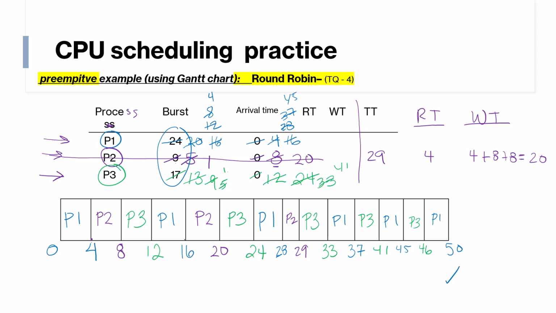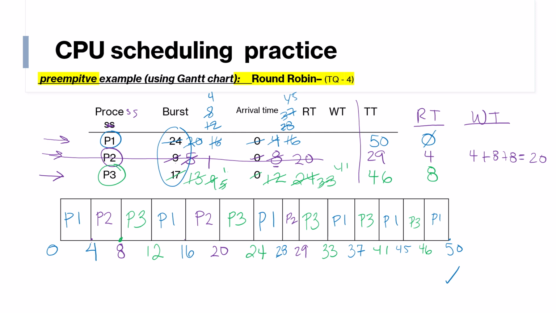So let's do our calculations. P1 arrived at time 0, so P1's response time is going to be 0. P1 turnaround time: arrived at time 0 and finished at time 50. P3's response time will be 8. P3 had to wait 8 time units to get the CPU, and P3's turnaround time is 46. Now, to get the wait time, you could take the turnaround time and subtract the CPU time, and that would give you the wait time in this case.